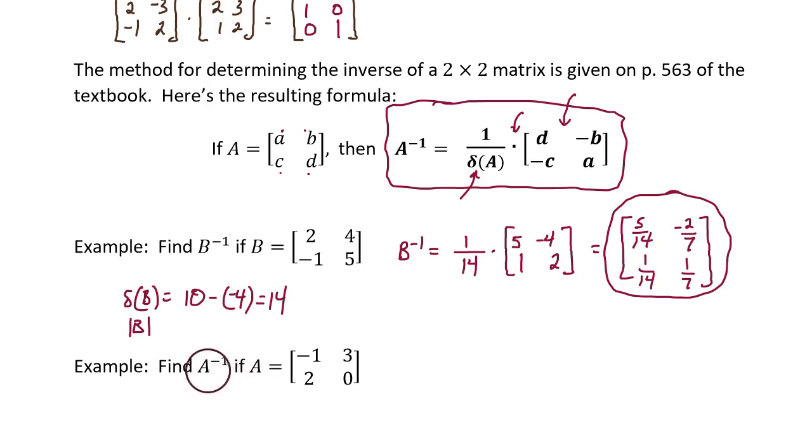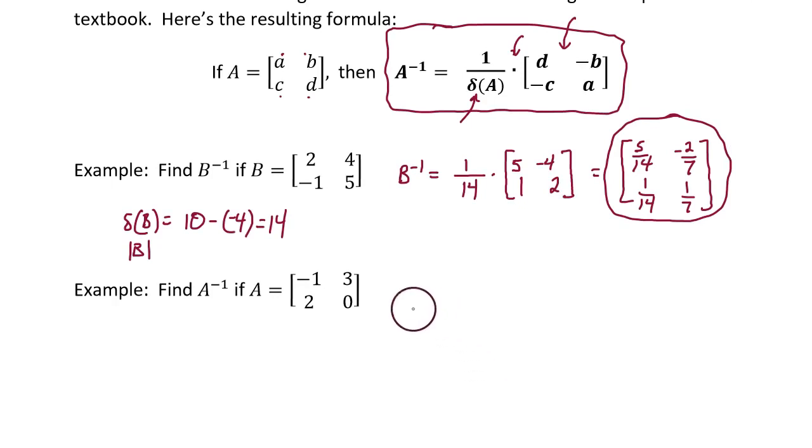Let's find A inverse if this is matrix A. And we'll follow that same technique. So A inverse equals 1 over the determinant of matrix A. Well, let's just go over here on the side and find that determinant. So multiplying diagonally, -1 times 0, that's 0, then minus, and then this diagonal, 2 times 3. And 0 take away 6 is -6. So our denominator is -6.